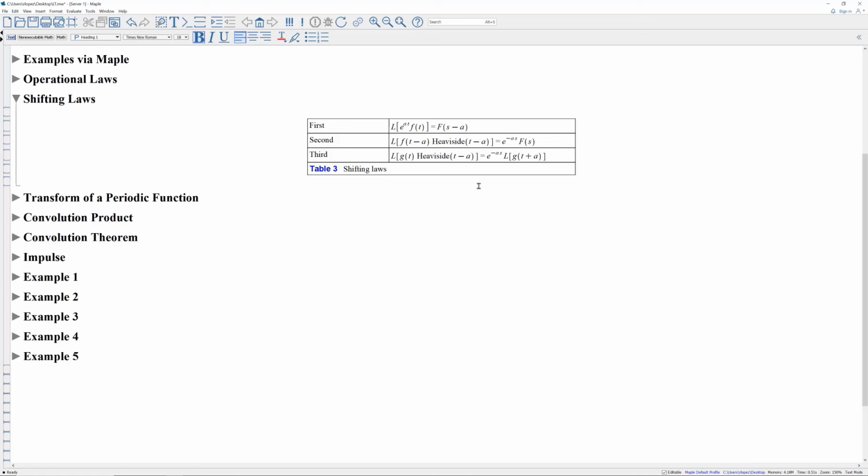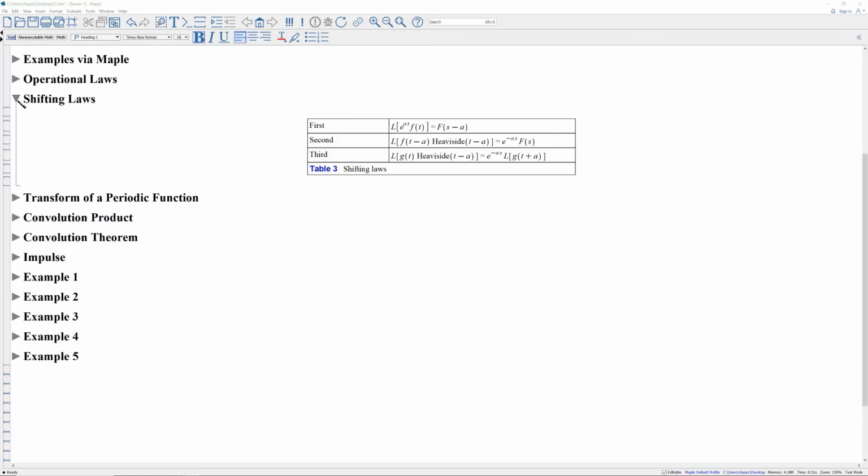So, two shifting laws or three shifting laws. Algebraic burden is large. And if you're working with a pencil and paper, you will spend time and you will be basically teaching the student algebra and trigonometry, not the use of the Laplace transform.